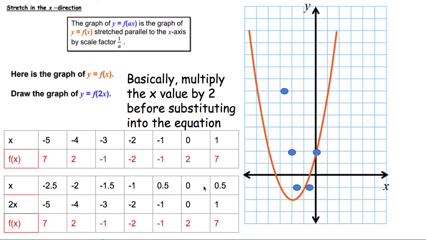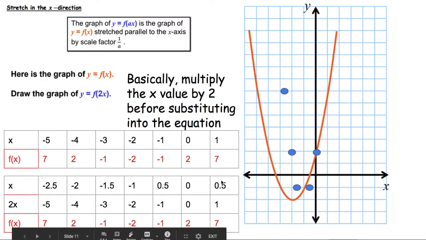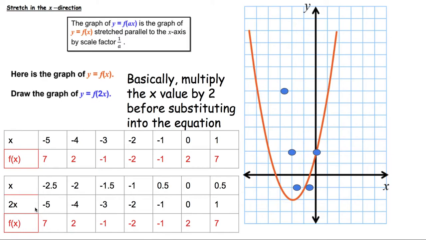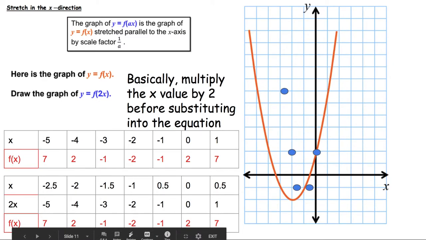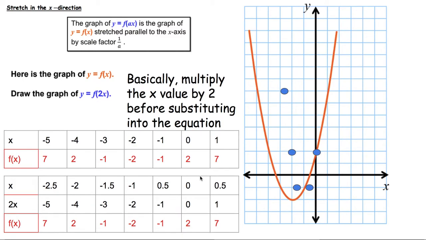0 would stay the same. I'd still be putting 0 in, so nothing would happen to 0. And instead of putting 1 in, I'd put 0.5. So they are what my x values would be. And before I put them into the equation, I'd multiply them by 2. So that's when I'd get what my values of 2x were. And then when I put my values of 2x in, this is when my y values would stay exactly what they were. So nothing is changing in terms of the y values, it's the x values that are changing.